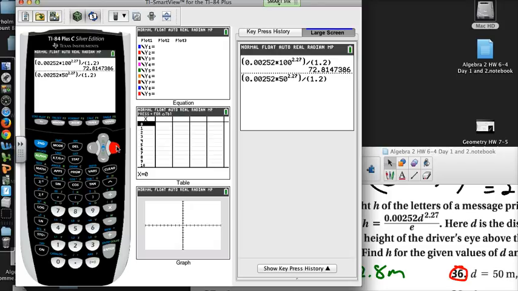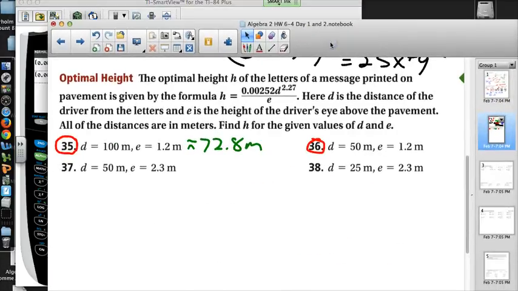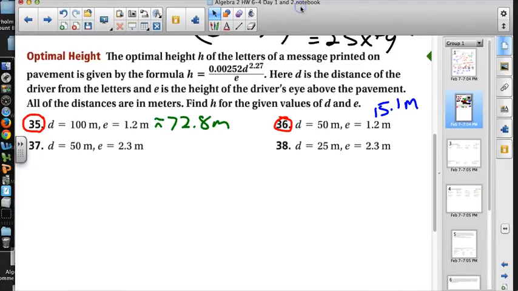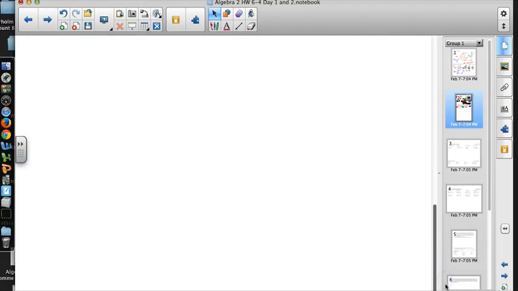But for the other two that you're going to do, you're going to be able to change that one as well. Now I could just hit enter, but usually what I'll do is scroll out to the end of it. And there's the new answer, which is 15.1 meters. So just trying to show you on that one, you definitely can save some time if you know what you're doing with your calculator.